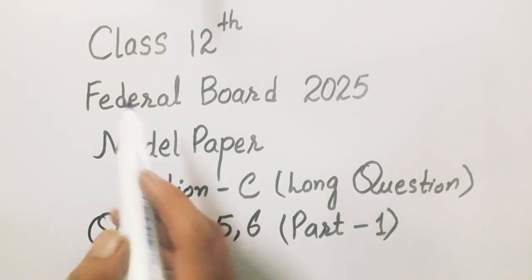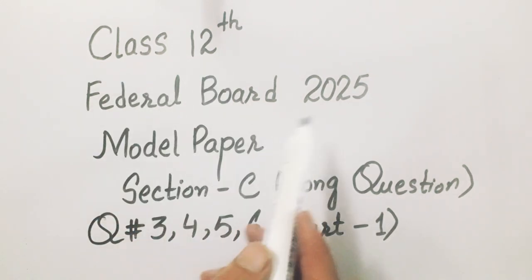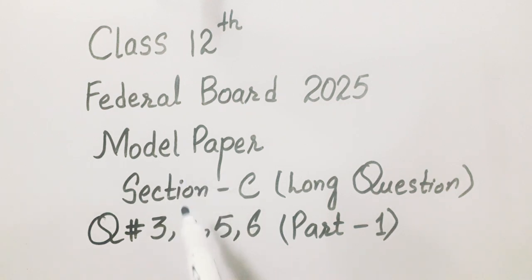Today we are going to solve Class 12 Federal Board 2025 Model Paper Section C Long Question number 3, 4, 5 and 6. Left hand questions are solved in this video and right hand questions will be solved in the next video. So you have to watch the complete video because in this video I will share some easy tips and tricks to solve these questions. Now we will start today's lecture.